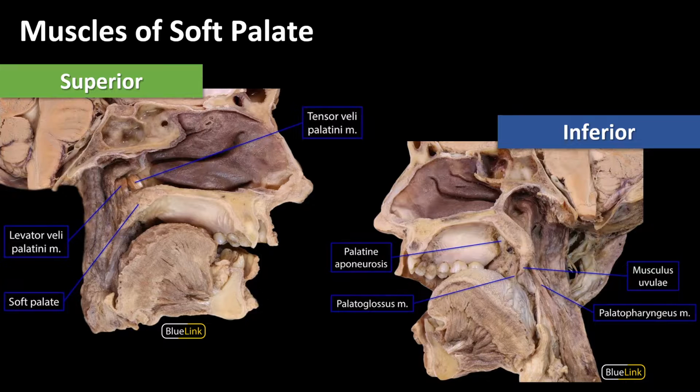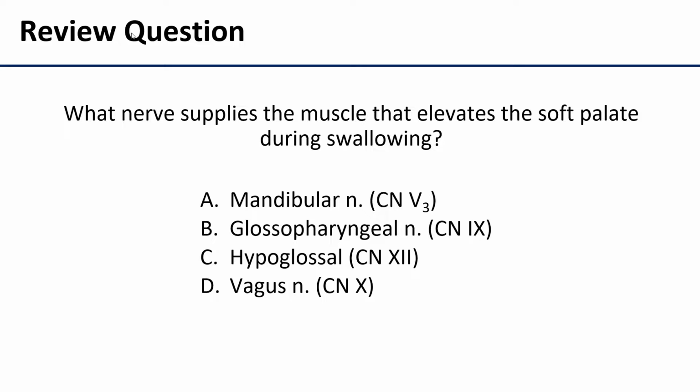The musculus uvulae is really difficult to see, even in this image here. So you're going to want to envision some muscle fibers just traveling from superior to inferior through the body of the uvula. And that is a soft palate. So here is a practice question for you.